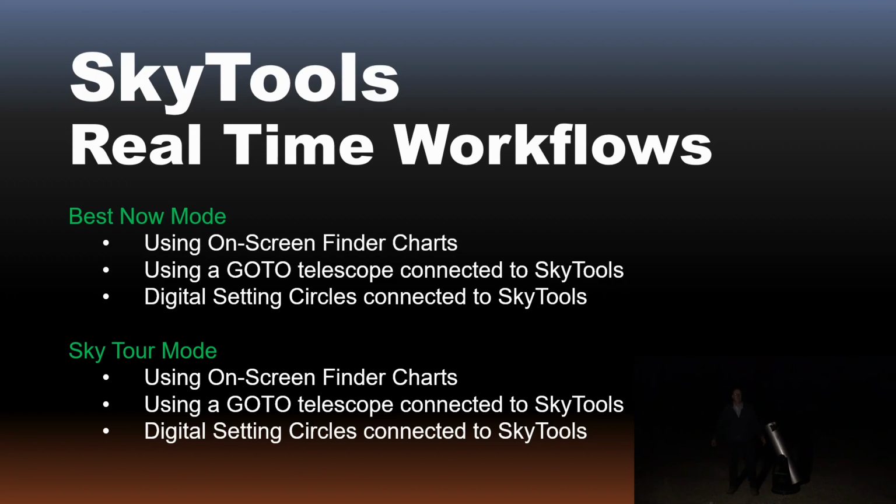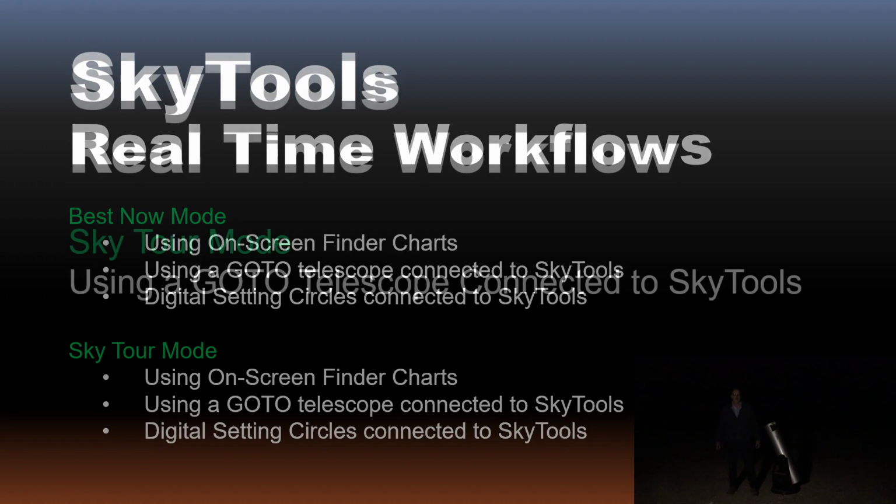If you don't use either of the telescope control methods or the finder charts, the real-time tool can still help you find timely things to observe at the telescope. In that case, I suggest watching the tutorials for using a GOTO telescope and adopt a similar workflow for whatever method you use to find things in the sky.